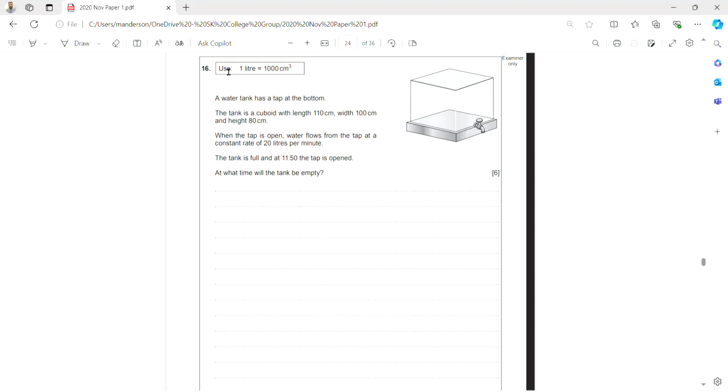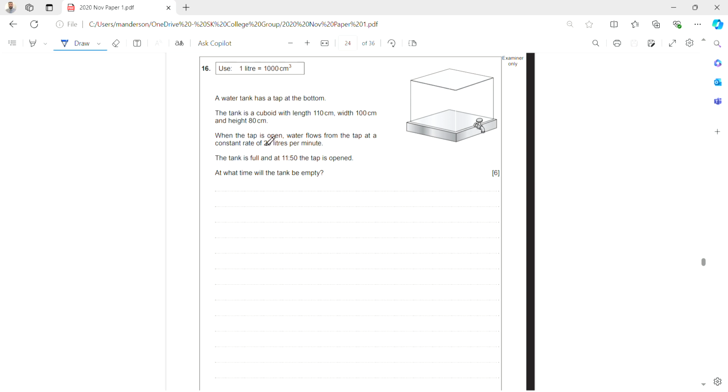Okay, so continuing on with question 16. So the first thing it tells us is 1 litre is 1000 centimetres cubed. A water tank has a tap at the bottom. The tank is a cuboid with length 110 centimetres, a width of 100 centimetres and a height of 80 centimetres.